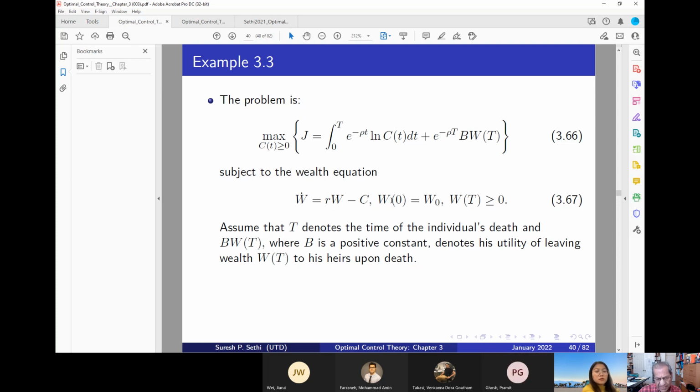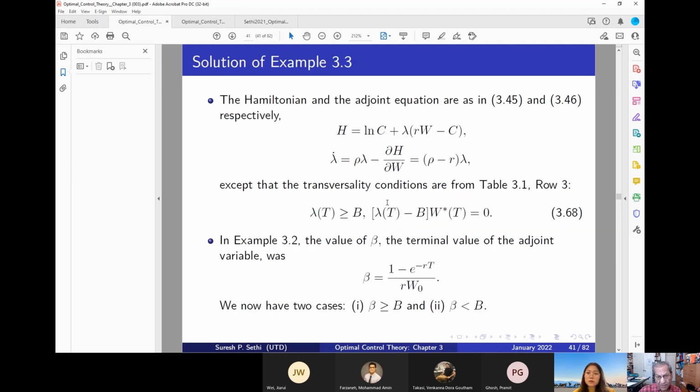First, let's apply the principle. Assume that T denotes the time of the individual's death, and that B is the bequest value. B is bigger than B0, and WT is the wealth left for his heir. So the Hamiltonian is standard. We have log C plus lambda times (RW minus C). Lambda dot is standard. The transversality conditions now are lambda T is bigger than or equal to B, and (lambda T minus B) times W star T equals 0.